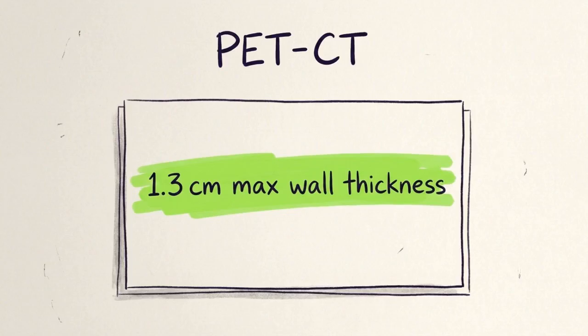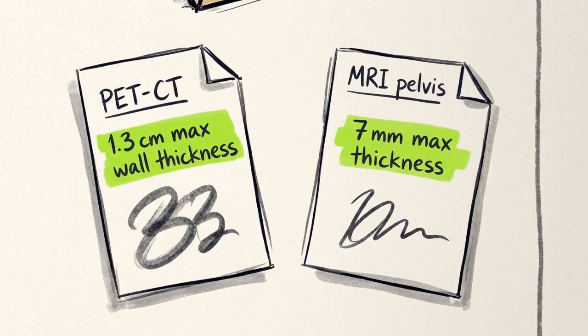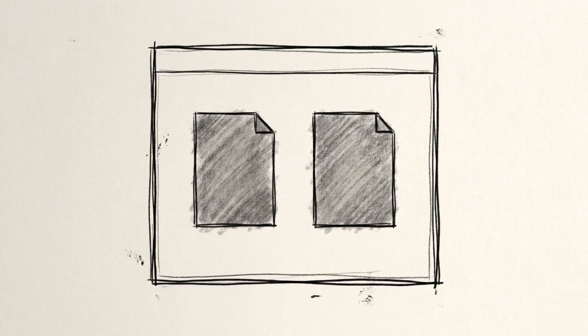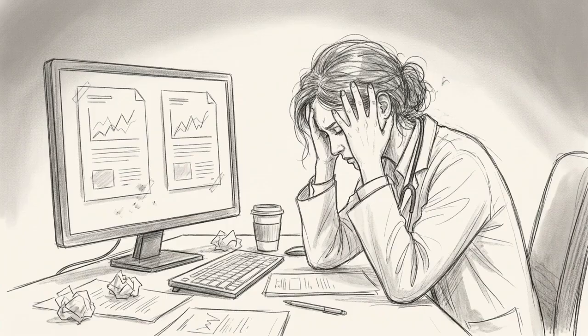Looking at these 2 reports side by side, the PET CT measures the primary lesion's wall thickness at 1.3 centimeters. The MRI measures the exact same lesion at 7 millimeters. Because these reports are saved as 2-dimensional text blobs, the IT system files them side by side without firing a single alert. The treating oncologist is left with an ambiguous, unreconciled baseline to measure future treatment response.